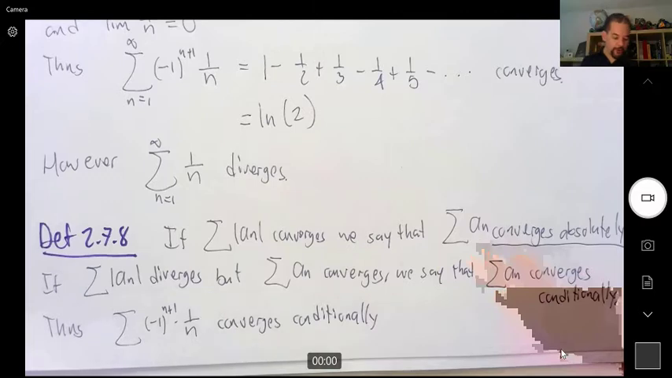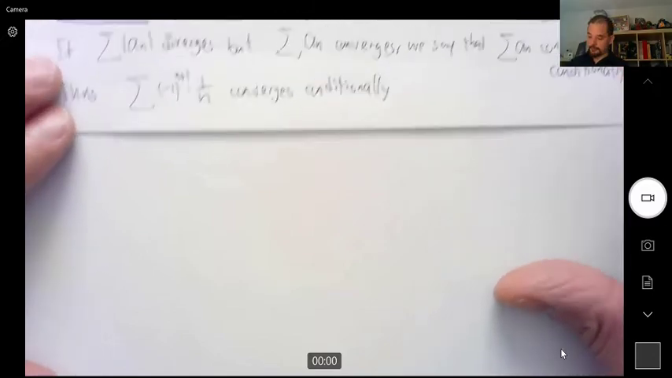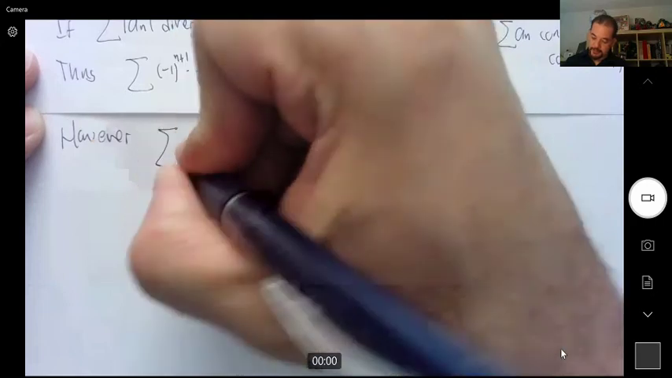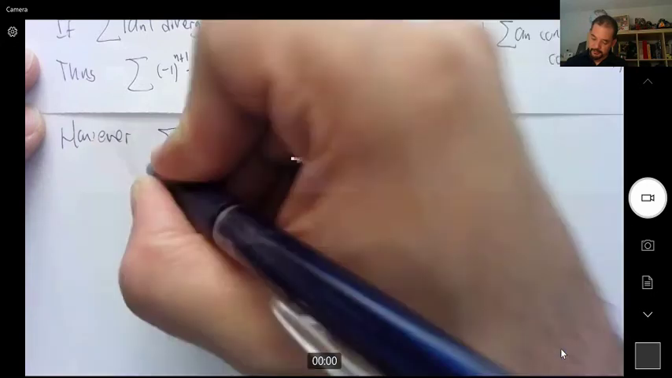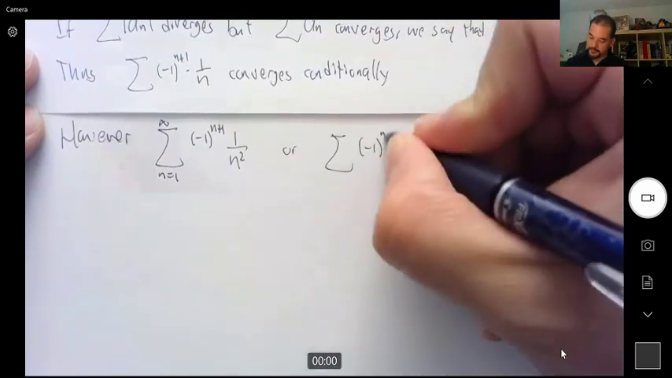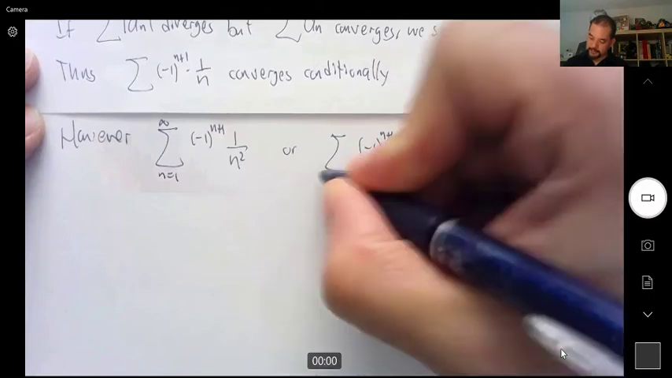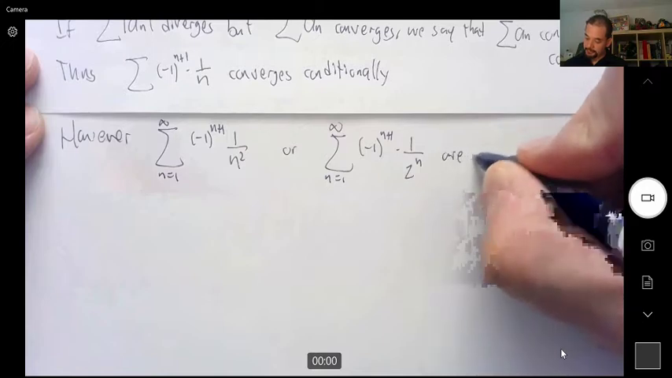But if you do others, like if instead of n we make it n squared, or if we make it 2 to the n, those are absolutely convergent. Okay, so let's continue over here. However, things like this, negative 1 to the n plus 1, 1 over n squared, from 1 to infinity, or if you use a power, say like 1 over 2 to the n, these guys over here are absolutely convergent.